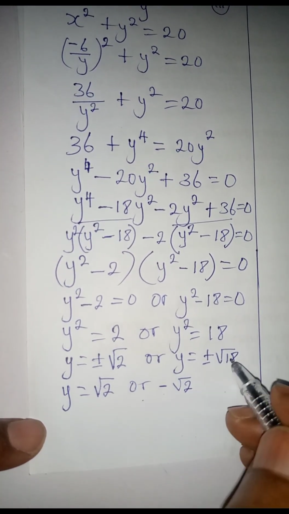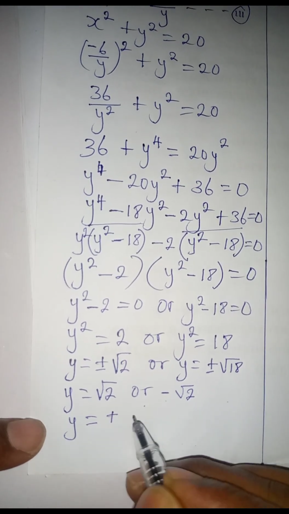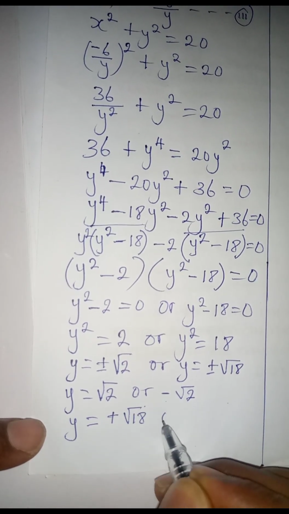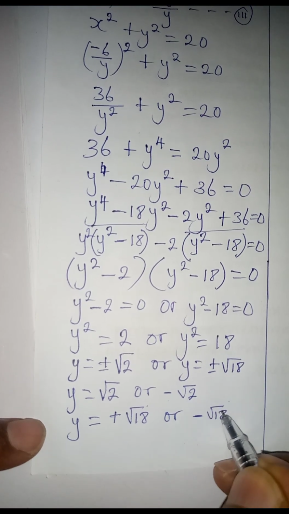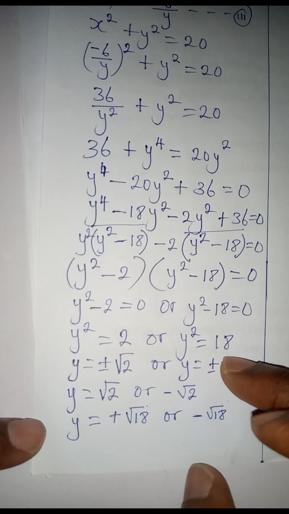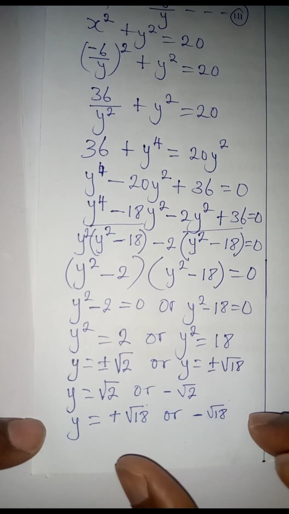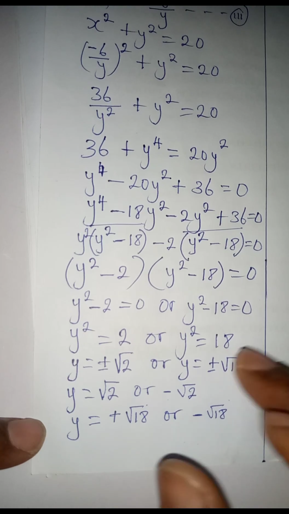And then when I go over here, I will have y equal to plus square root of 18 or minus square root of 18. Now, these are the 4 values of y. And for these 4 values of y, we are going to find their corresponding values of x.